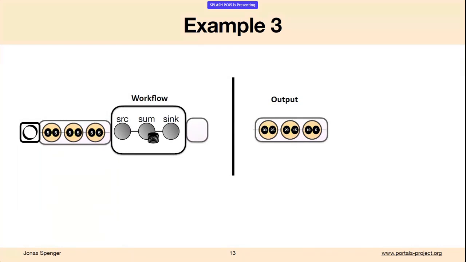Yes, the third example, now it gets a bit more interesting. Now we have 2 events in every atom. I hope it's still readable. I see some squinting eyes, unfortunately. But we have 3 atoms, 2 events in each.